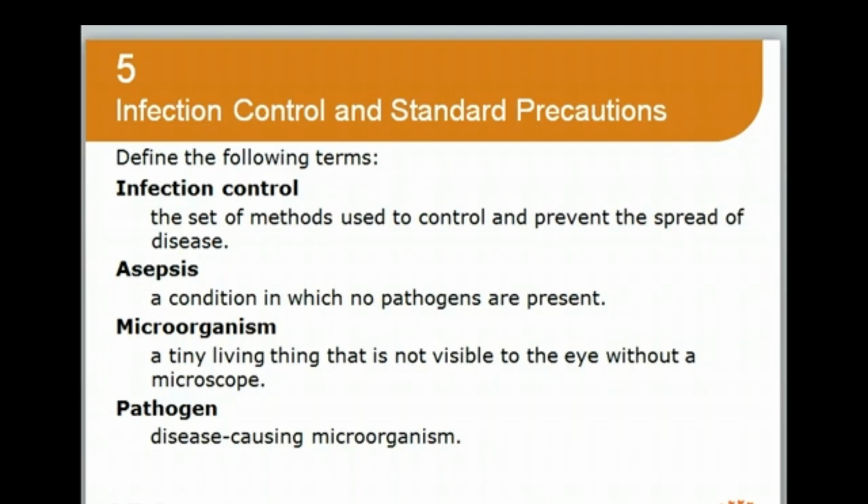Asepsis, this is a condition in which no pathogens are present. Microorganisms, these are very small living things, bacteria, viruses, things like that. They're not visible to the eye, and you need a microscope to see them. Pathogen is any kind of disease-causing microorganism.